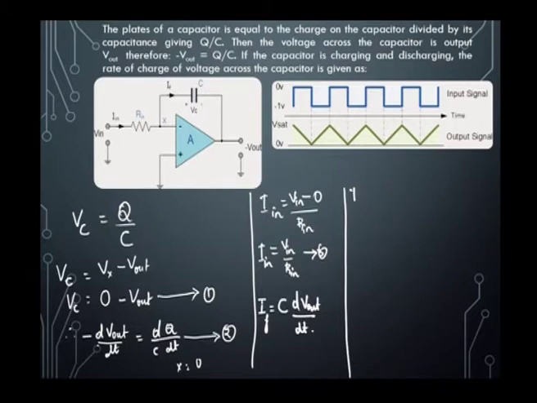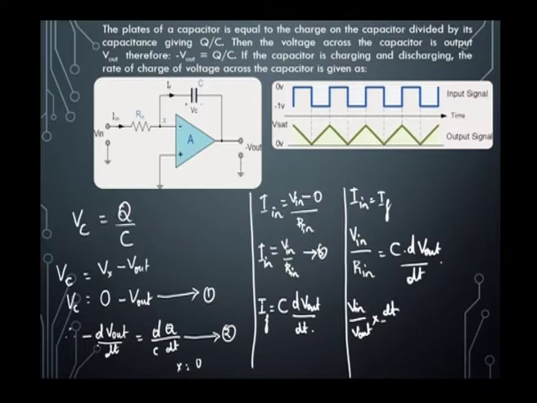Therefore, the nodal equation at the inverting input terminal will be I in is equal to IF. We substitute the value of I in as V in divided by R in. IF we also know is equal to C into d V out divided by dt. So, by rearranging this we can get V in divided by V out into dt divided by R in C, that is equal to 1.